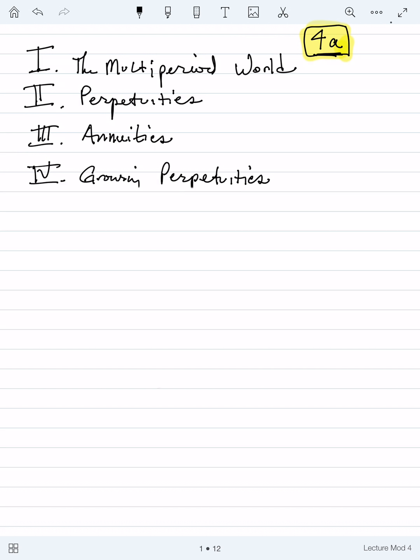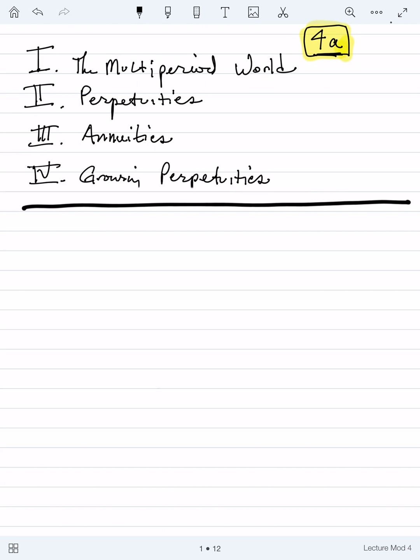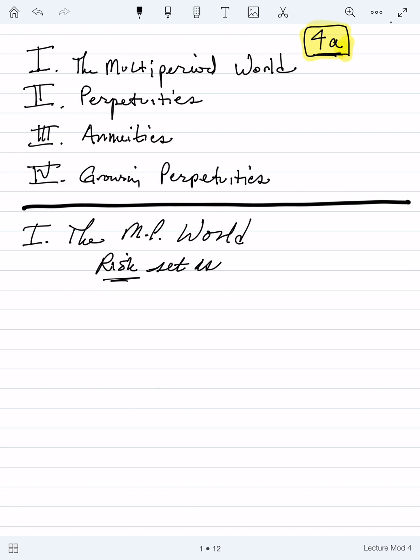Speaking of the multi-period world, so we're parting ways with the previous lecture somewhat, and what we're going to do is some introductory bits on the multi-period world. We're going to set up a basic idea first off, and leave the formal analysis of risk for later. So we're going to set that aside just for now.